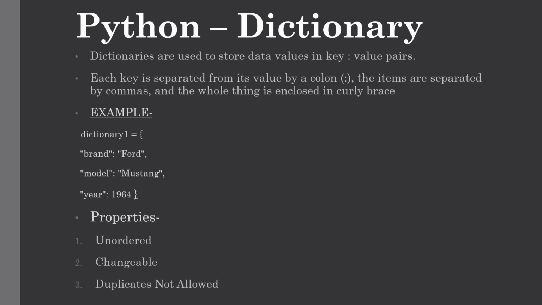The second property is that it is changeable. Dictionaries are changeable, meaning that we can change, add or remove items after the dictionary has been created. And the third and last property is that duplicate values are not allowed. Dictionaries cannot have two items with the same key, so the keys should be different.